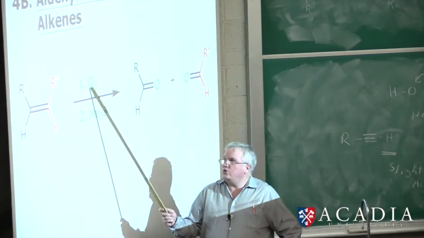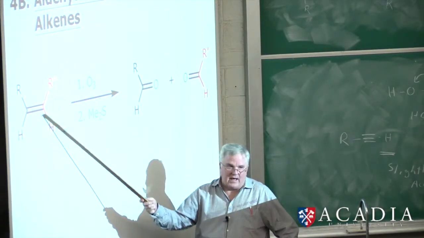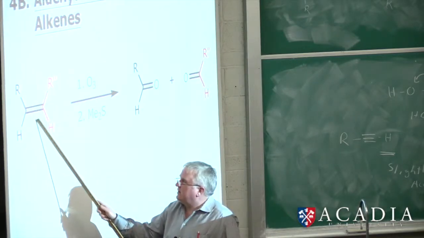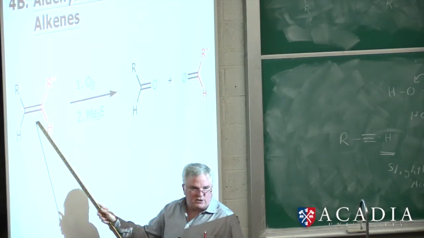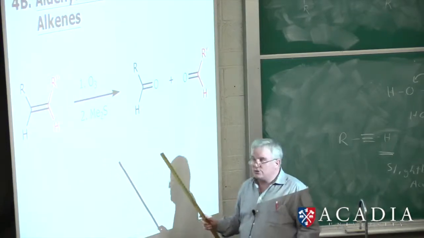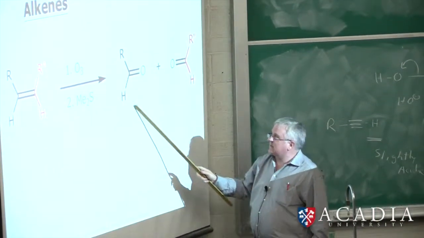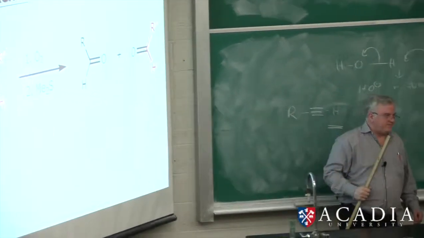Here we react ozone with an alkene, and if we think about this, we can remember all we really do is we're kind of splitting this bond and adding an oxygen to each side of it. That's what happens when we do the ozonolysis of an alkene. So we get, in this case, these two aldehydes.